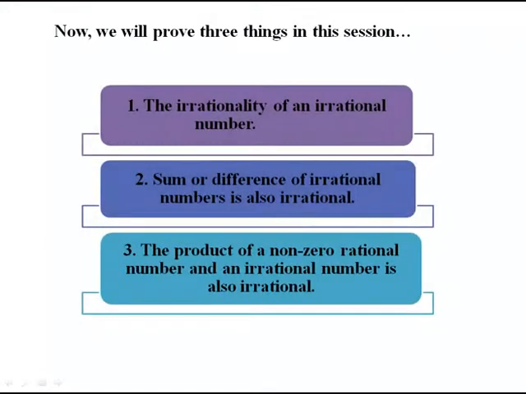Now we will prove three things in this session. Firstly, we will prove the irrationality of an irrational number. Secondly, we will prove that the sum or difference of irrational numbers is also irrational. And thirdly, we will prove that the product of a non-zero rational number and an irrational number is also irrational.